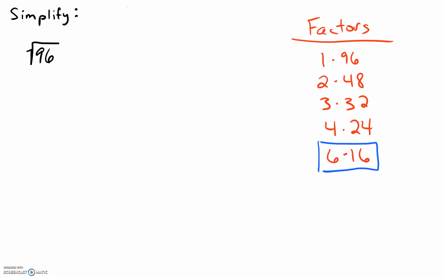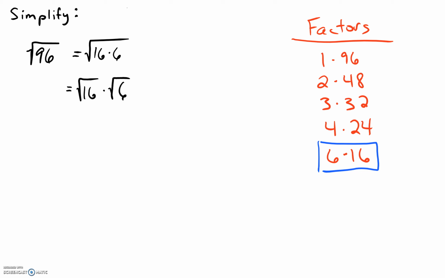So now we're going to rewrite this problem as the square root of 16 times 6. And the reason for doing this, it seems like we're kind of working backwards. We're making it look worse before we make it look better. But that is exactly what we're doing. We have to break it down this way, because now we can rewrite the problem as the square root of 16 multiplied by the square root of 6.